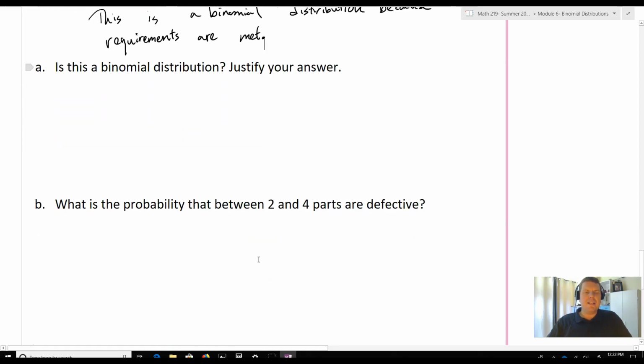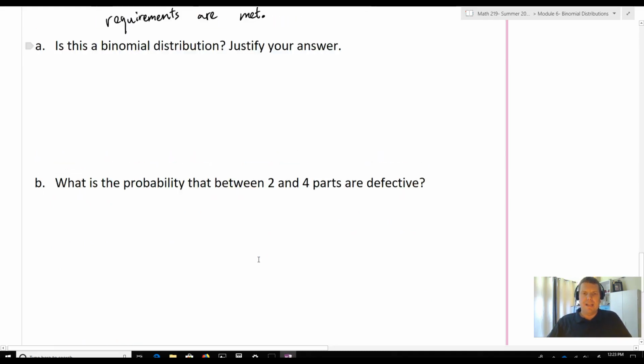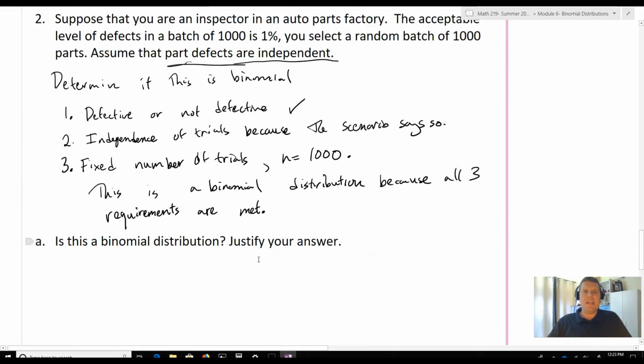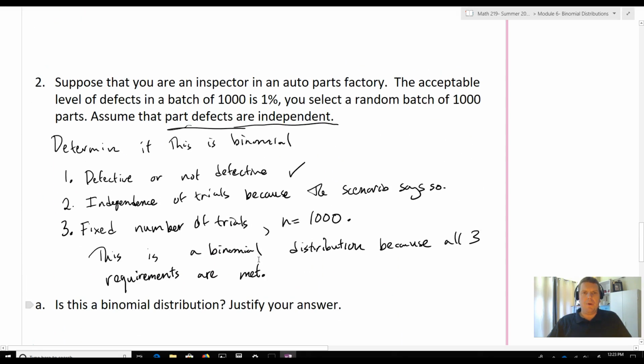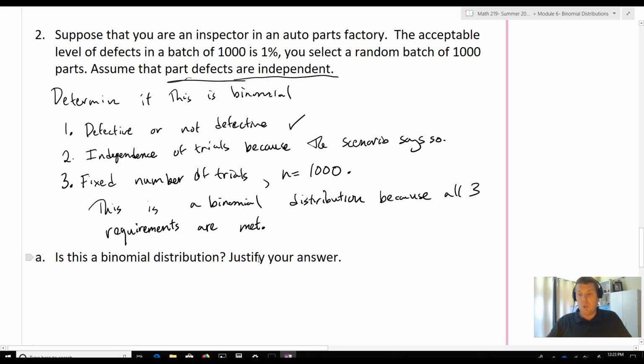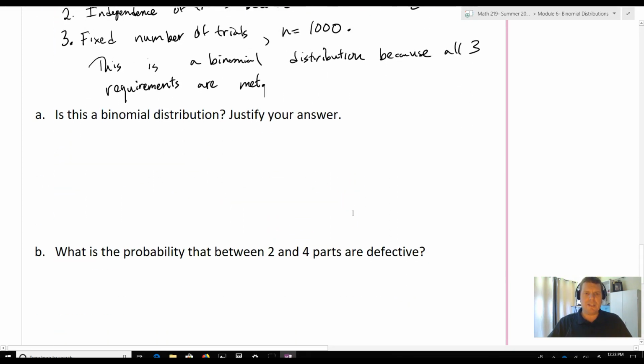Next, we need to figure out the probability. We're looking for an actual probability. One of the key ideas is that when we work with a probability distribution, we are looking for the probability that we get a certain number of successes. In this case, that is a certain number of defective parts out of 1,000. So, what is the probability that between 2 and 4 parts are defective?